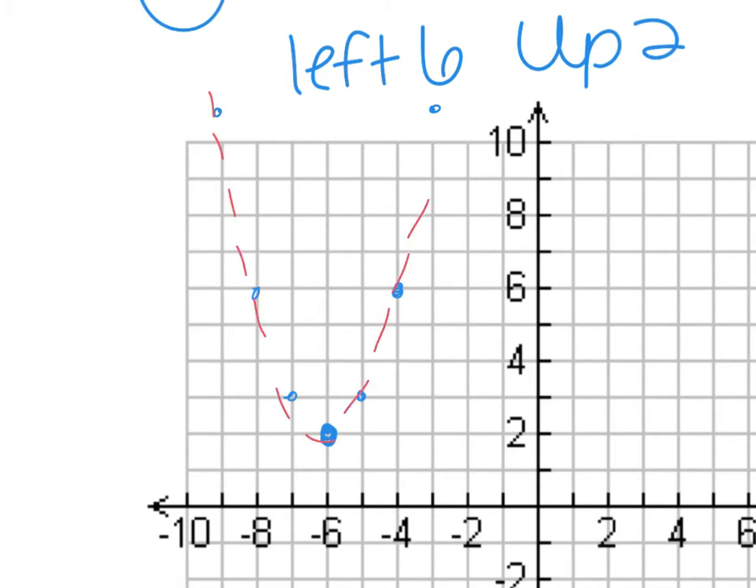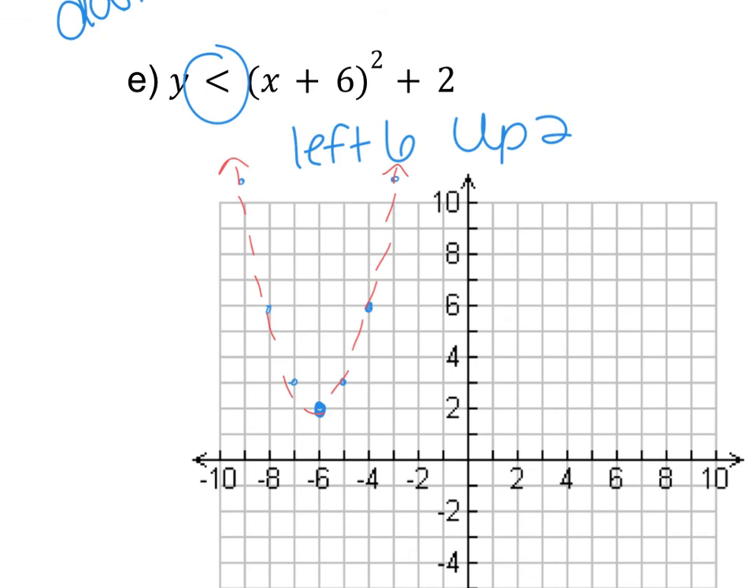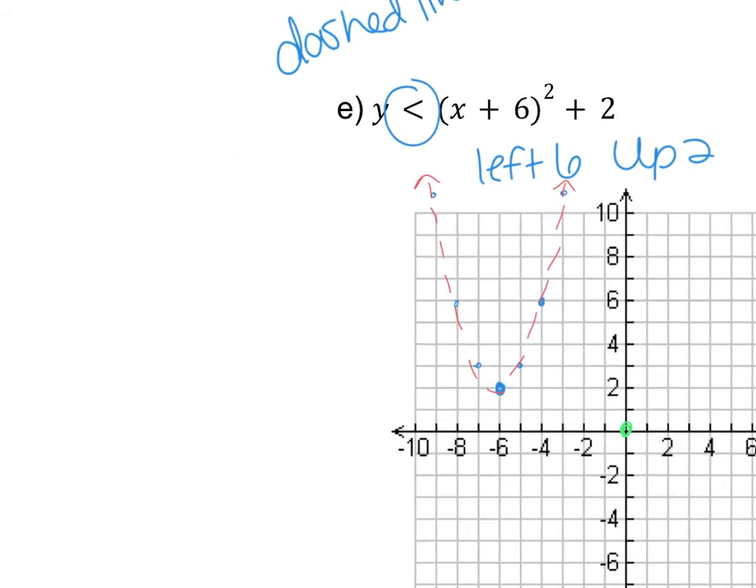Really hard. If you're on Notability, it does dashed for you. It's hard on here. Okay, so remember, we need to pick a point. Which point are we going to pick? I'm going to pick our good old trusty (0, 0) because it's not on the line.